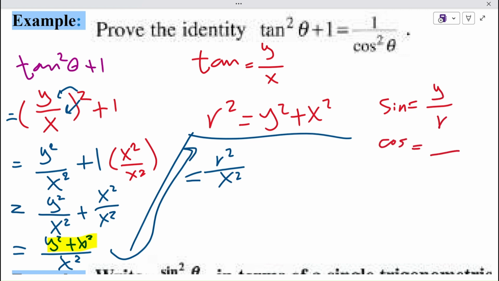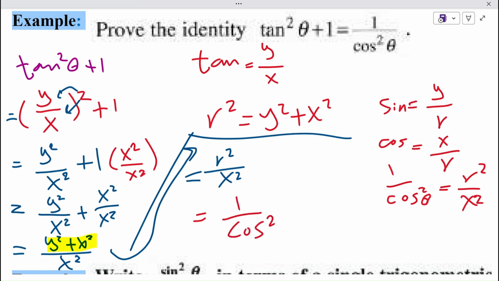So here we have r over x. If we have r over x, it means we have 1 over cosine. 1 over cosine theta is equal to r over x. Just flip it. And here we have square, just added a square for them. So this is really easy. R square over x square is equal to 1 over cosine square theta. This is the other side of our identity.